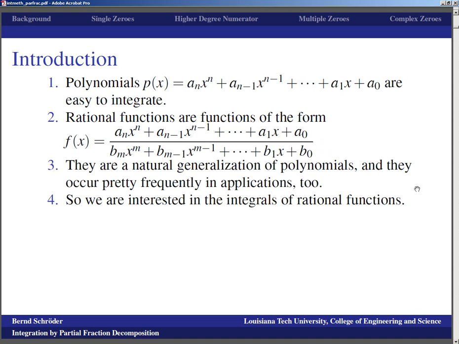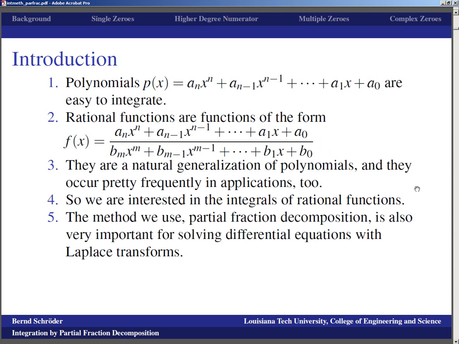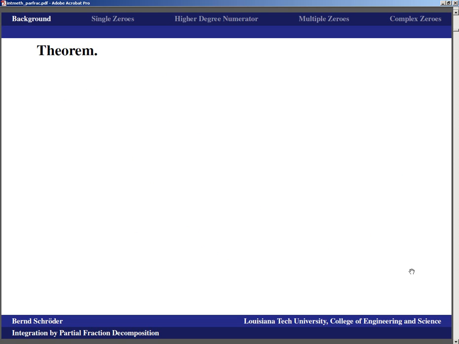So we are interested in the integrals of these rational functions for that reason, and also, and maybe more importantly, the method that we're going to use to integrate these functions, partial fraction decomposition, is also very important when we're solving differential equations with Laplace transforms, which probably is on tap for you sometime later in your course sequence. So, we're starting with theoretical background. We will see plenty of examples. All these sections are examples here. But you can also further your mathematical education by first looking at the abstract theorems and trying to make sense of them.